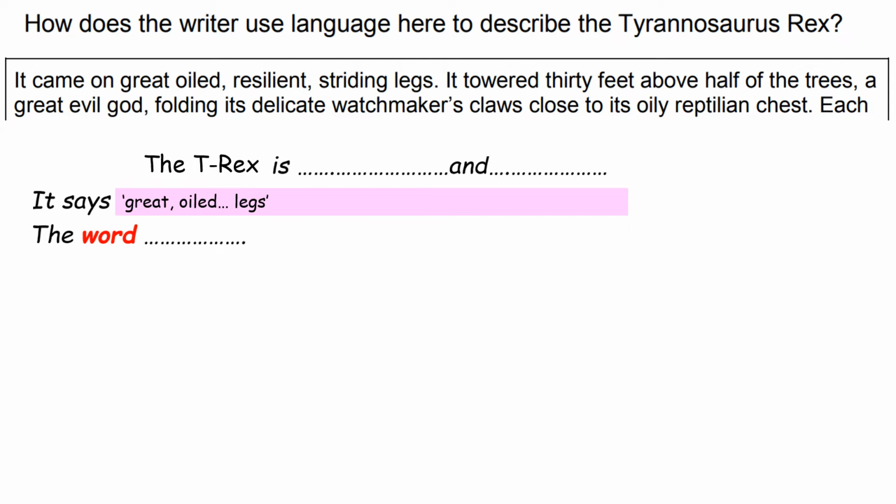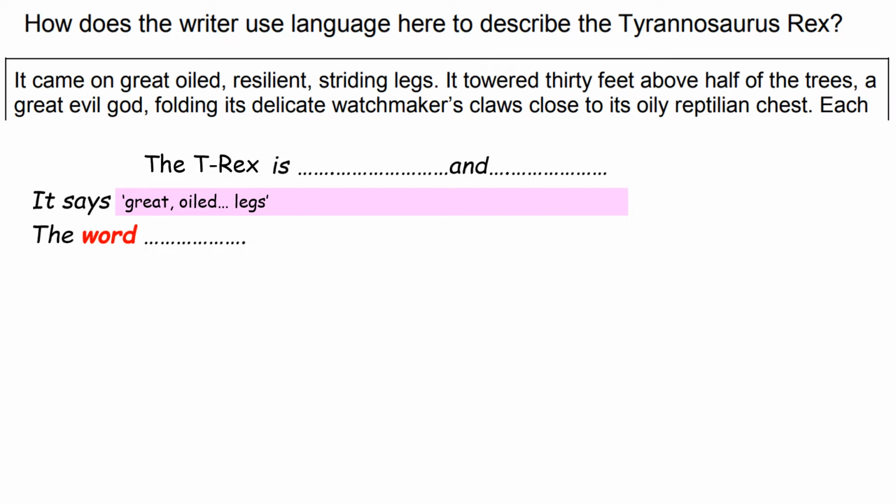I'm going to say something like, for my point, the T-Rex is extremely big and powerful. It says great oiled legs. So that's the first 2 bits. Now I have to zoom in on some words in my quote and explain to the examiner that I get what these words mean.